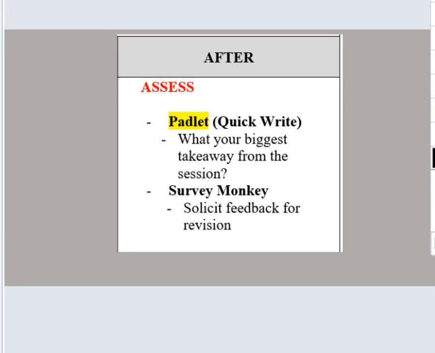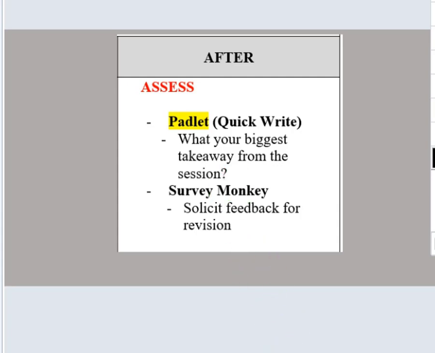So my after column looks very similar to my before column, and again I just bold whatever strategy or tool I'm going to be using, and then give a quick overview of how I'm using that tool or that strategy.